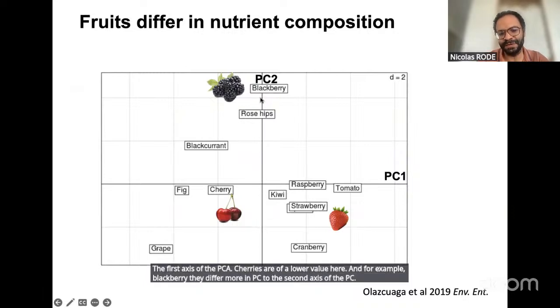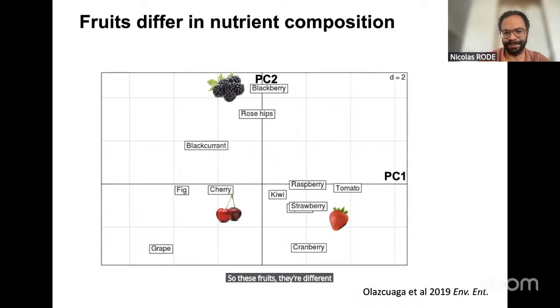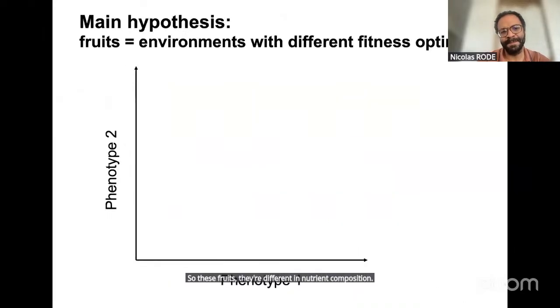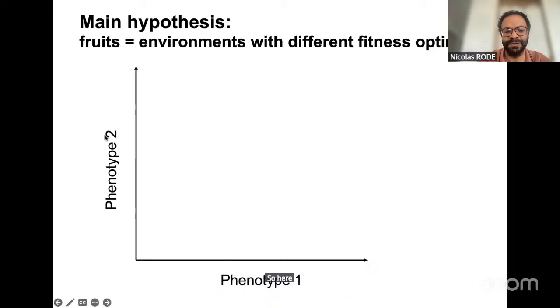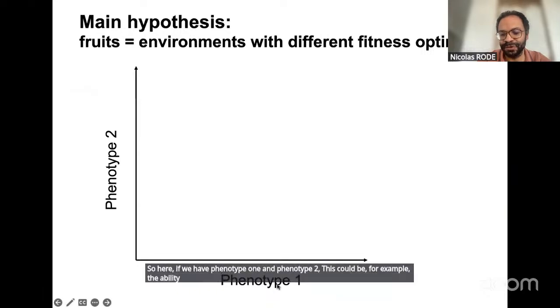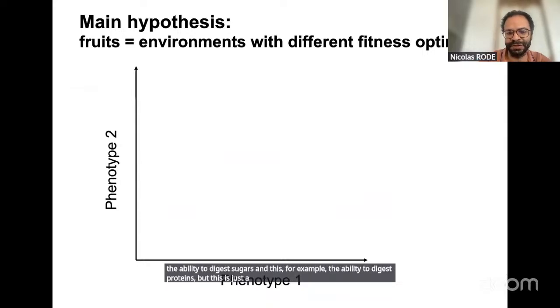So these fruits differ in nutrient composition. And so what we think is that because of this, these fruits represent different fitness optima. So here, if we have phenotype 1 and phenotype 2, this could be, for example, the ability to digest sugars, and this, for example, the ability to digest proteins, but this is just a conceptual representation.